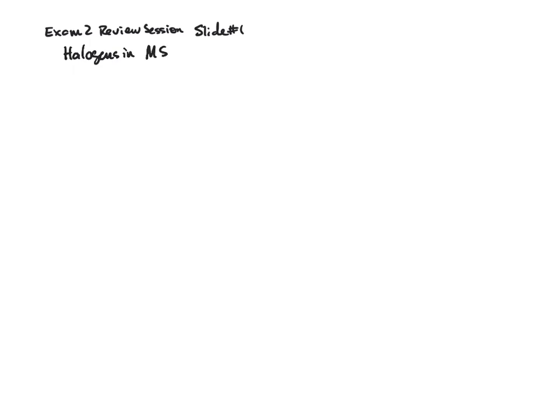So halogens and mass spec, again, like pretty much every piece of data, there's normally 2 axes. The x-axis is mass to charge, and that's typically indicated with m/z. For what you guys are learning, z is always 1, so the charge is always 1. That does not necessarily have to be the case.